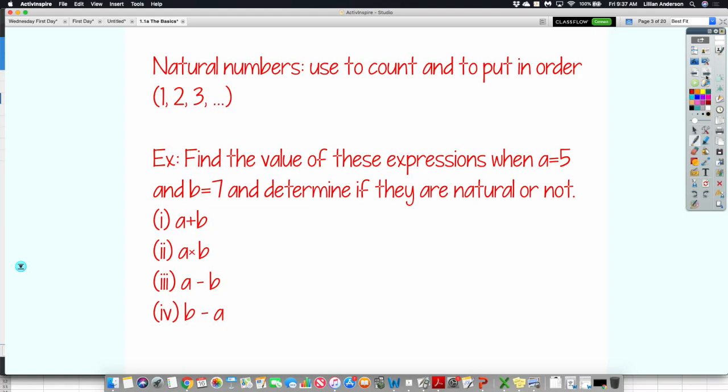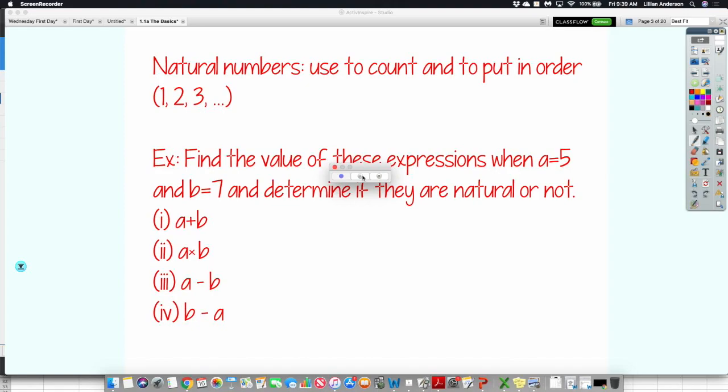So instead of just saying, hey, this number, is it a natural number or not? Instead of doing that, let's do a little bit of math. On your desk, I want you to find the value of A plus B, A times B, A minus B, and B minus A, when A is 5 and B is 7, and I want you to determine whether or not they are natural. I want you to do that on your desk.